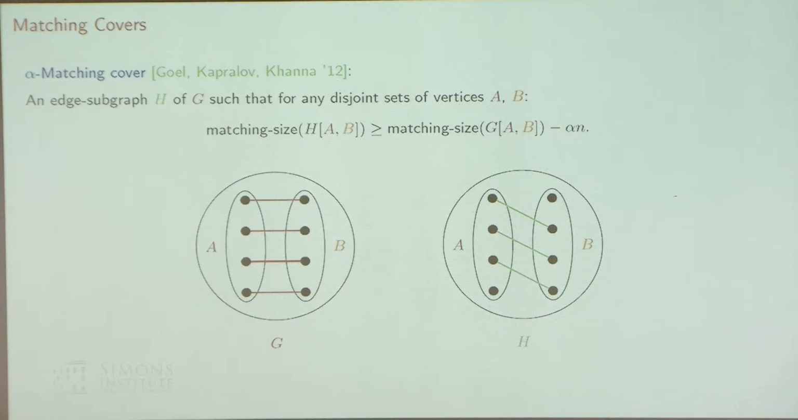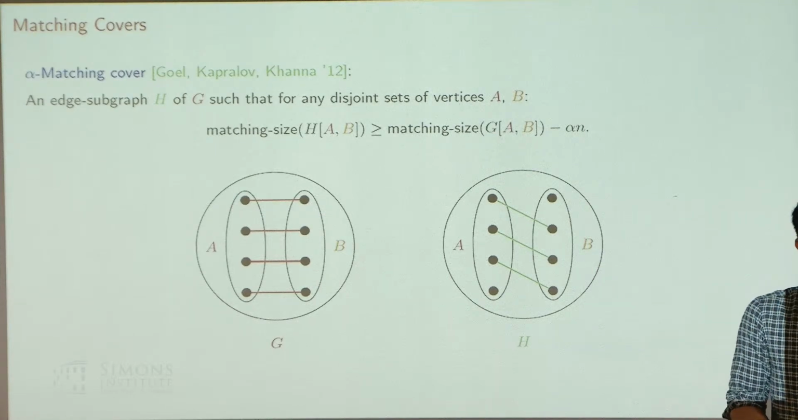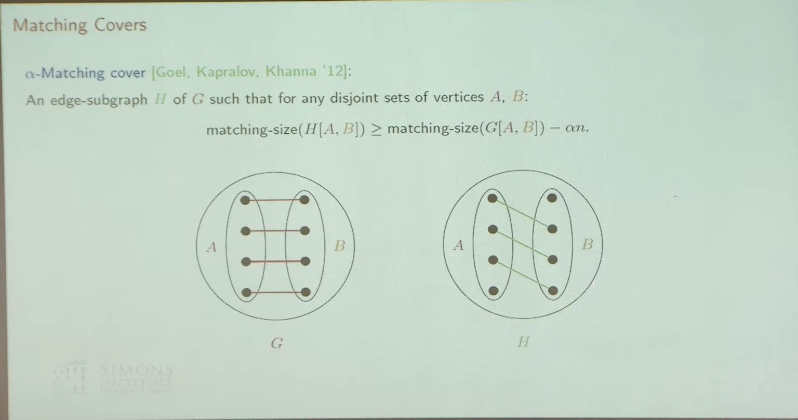So what is a matching cover, or in particular, what is an alpha matching cover? Think of alpha as a parameter between 0 and 1. So an alpha matching cover of a graph G is a sparse subgraph H of G. And by subgraph, I mean an edge subgraph. So we are picking a subset of the edges of the graph G. And we say the subgraph H is an alpha matching cover of graph G if the following holds for all choices of A and B. So A and B are vertex disjoint subsets of the vertices. And what we want from this matching cover is to cover the matching between A and B.